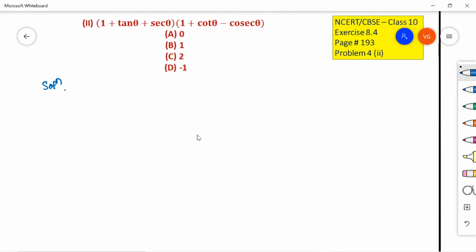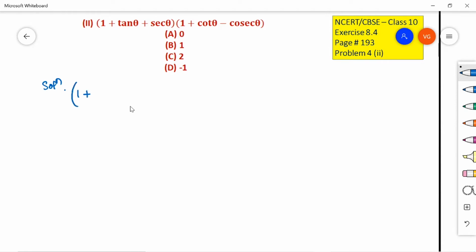This is the second subsection from problem number 4, exercise 8.4. Problem goes like this. 1 plus tan theta plus secant theta multiplied by 1 plus cot theta minus cosecant theta is how much? Right? We have to select the answer and we have to justify our answer, right? So we have three terms in the first part and the three terms in the second one, right? So we'll multiply each and everything. That is the first term from the first factor multiplied by each and everything from the second. So let us solve like that. So before that, let us simplify this one.